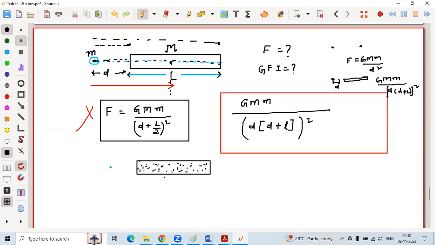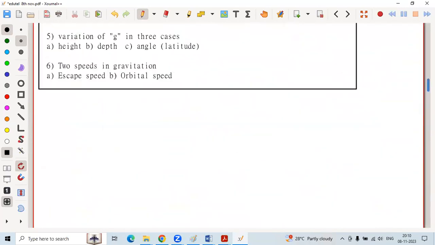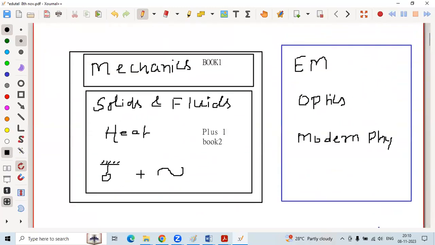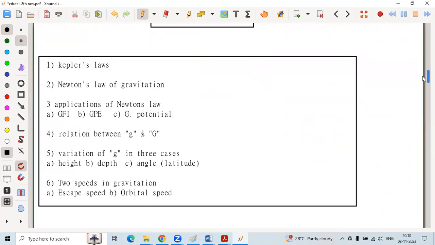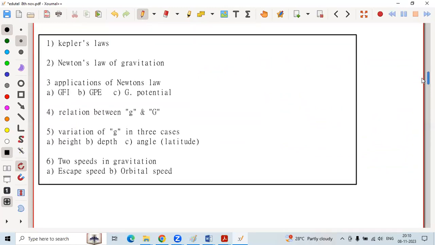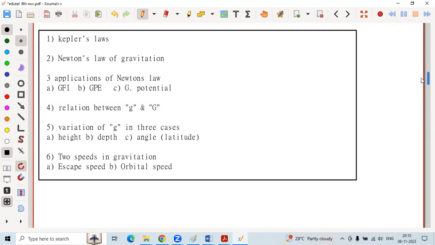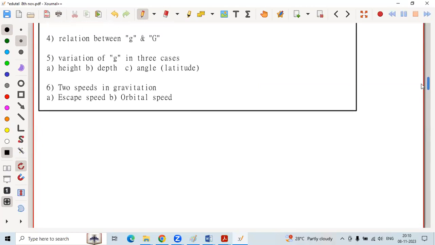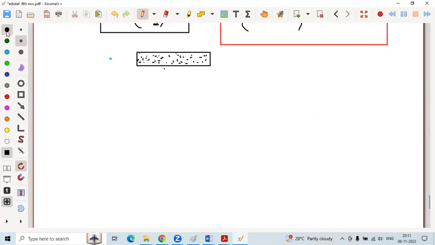Okay, next question. We have seen Kepler's laws, Newton's laws, and field intensity. Potential energy and potential formulas are similar to field intensity. Potential energy is GMm by R, and potential is GM by R. So we'll see the relation between small g and capital G.